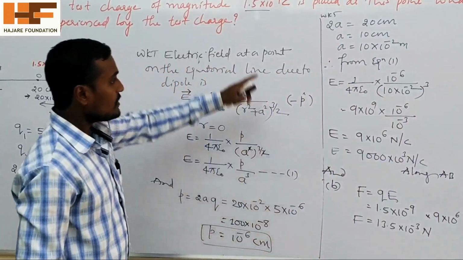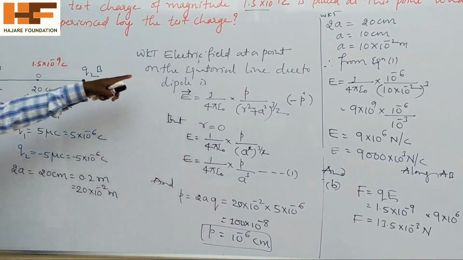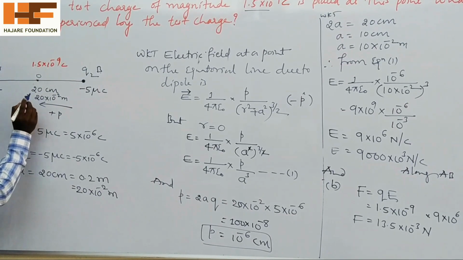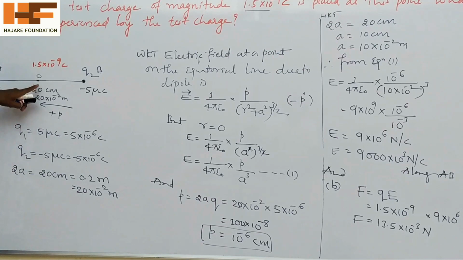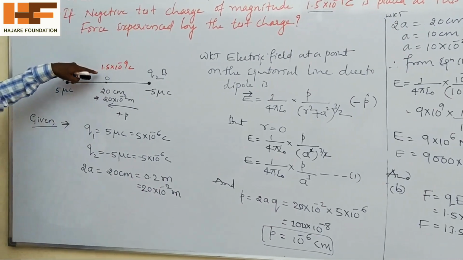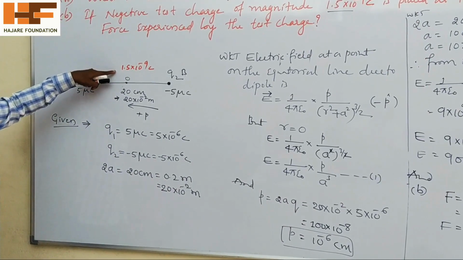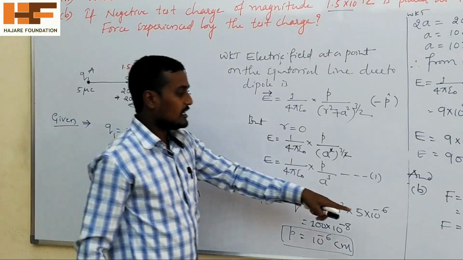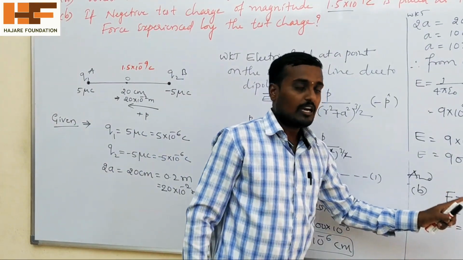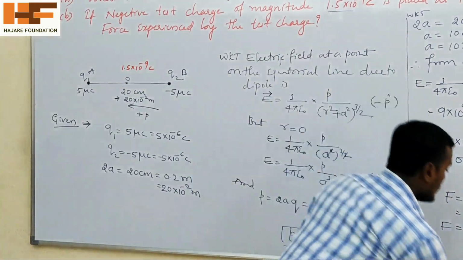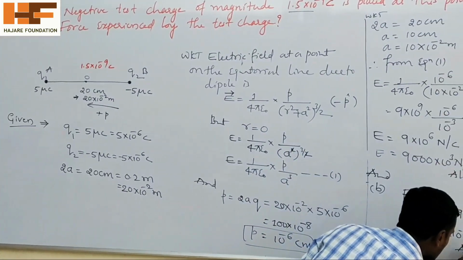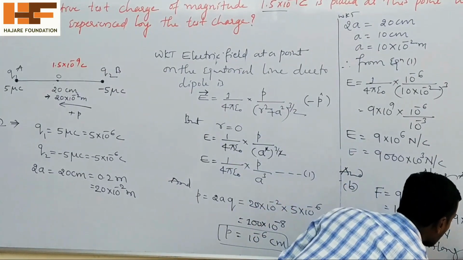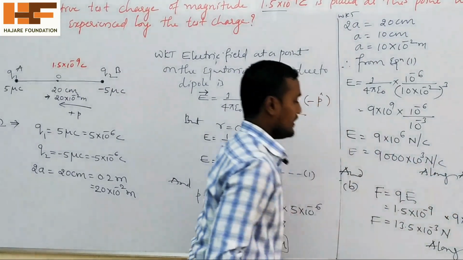Now, while writing the direction of the force, we have to write it carefully, because at the point O, the negative test charge is there. That's why, in the case of a negative test charge, the force direction is opposite to the direction of the electric field. Therefore, here the direction of the force is along B A.